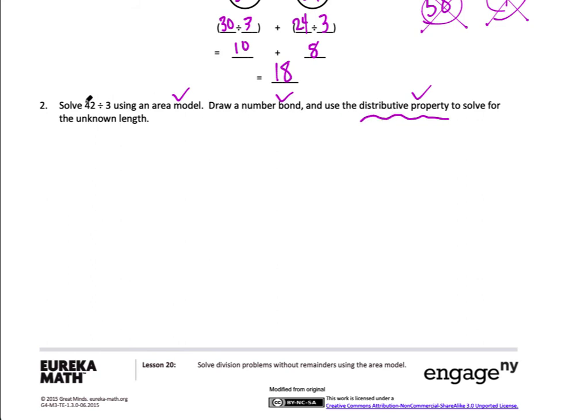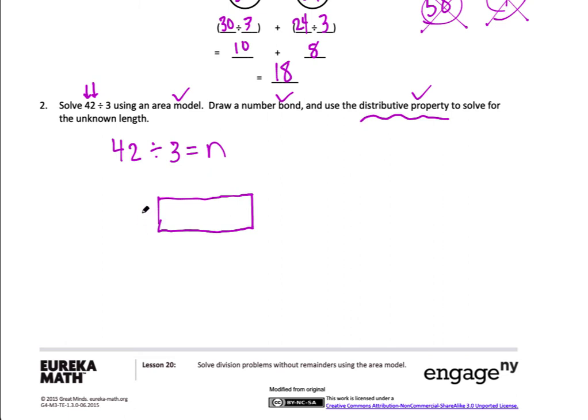We just take our dividend and we divide each value of 42 by 3. So I'll show you. 40 divided by 3. And actually, let's break the problem up first, because if we do it that way, then 2 divided by 3, that's not going to work. So let's break the problem up first. Let's do the area model. So let's go ahead and write an equation. 42 divided by 3 equals, we'll say, n. Don't know the answer yet, so I'm going to start with the area model here.